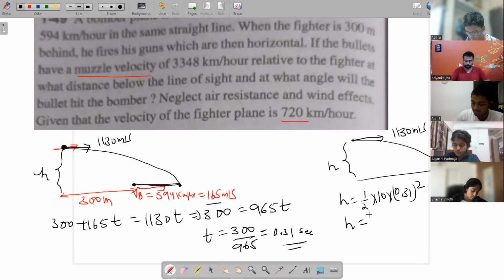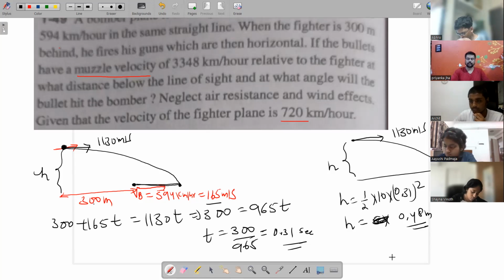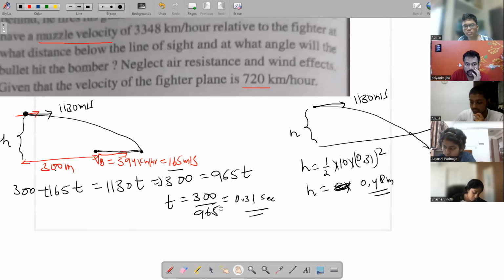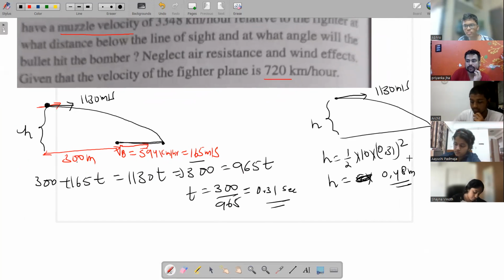You can solve and get. So this is 5 into 0.31 multiplied by 0.31, and multiplied by 5. This is 0.48 meter, and this is the answer. And now you have to find the angle. Suppose this is the angle that you have to find. This velocity will have two components, Vx and Vy. So find Vx. That will remain the same, right? Yes sir, but theta is coming out very messy. That is fine.